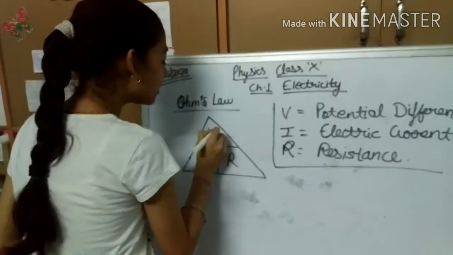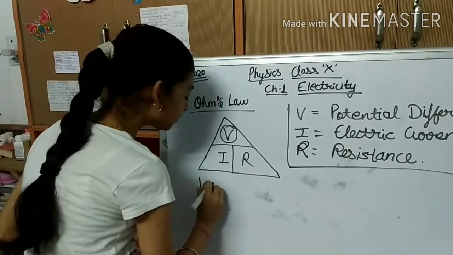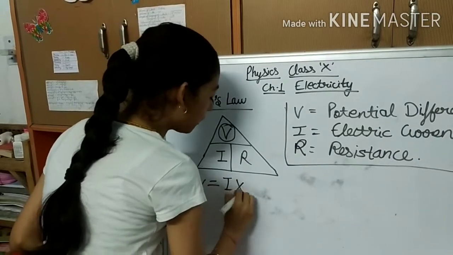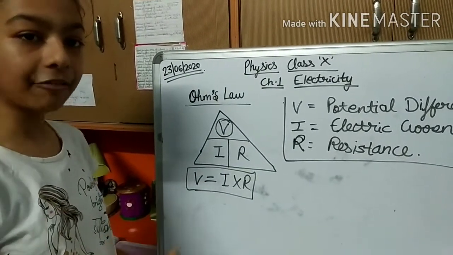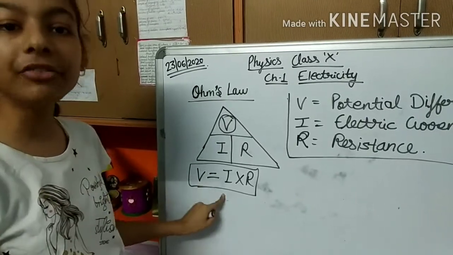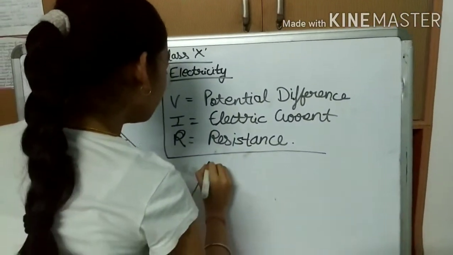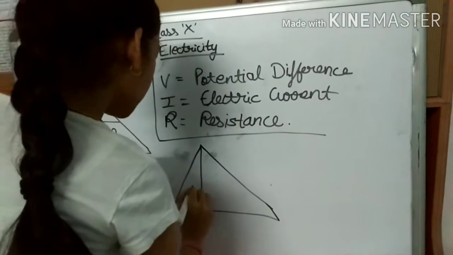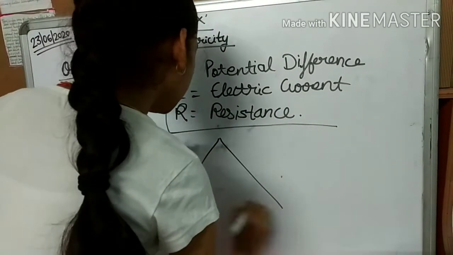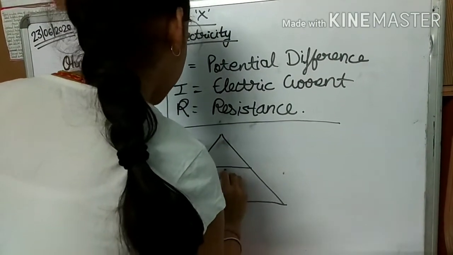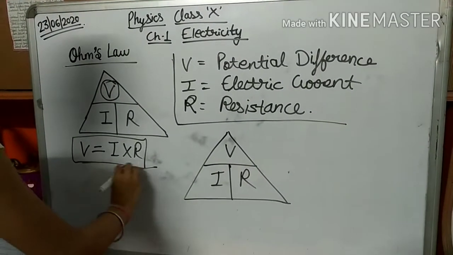So suppose we have to find the potential difference. How will we find it? Here, for potential difference, we will multiply these two, I into R. So this is the formula for finding the potential difference. If we have to find the potential difference, we will use the formula V equals I into R. Here is the triangle V, I, R. This is the case of potential difference. When we have to find the potential difference, we use this formula V equals IR.